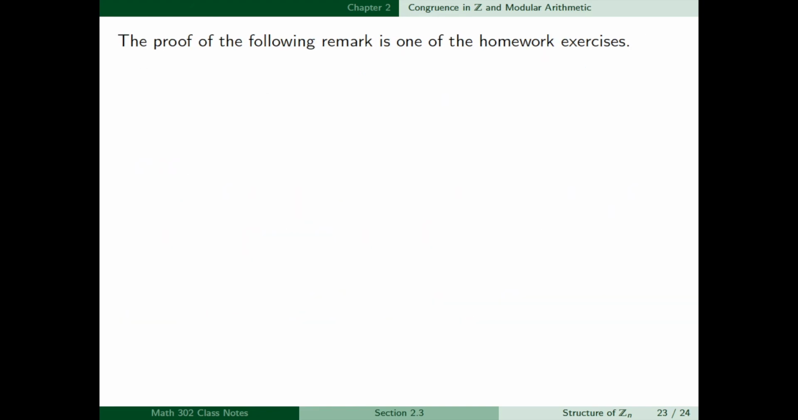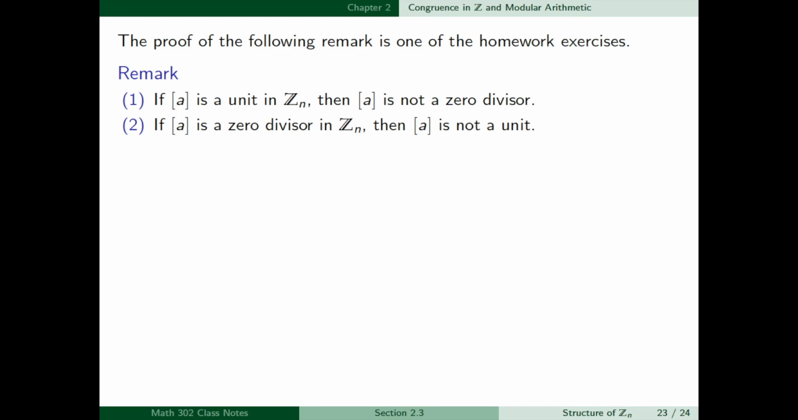Now the proof of the following remark is one of the homework exercises. The first part says that if the class of A is a unit in Z sub n, then the class of A is not a zero divisor. And 2 says that if the class of A is a zero divisor in Z sub n, then the class of A is not a unit. Now you'll see that condition 2 is really just the contrapositive of condition 1. So to prove this, we only have to prove 1 or 2. Then the other we obtain by just referring to the contrapositive.